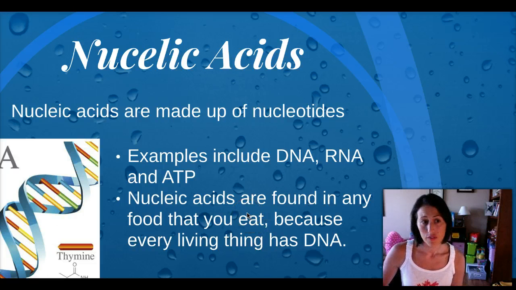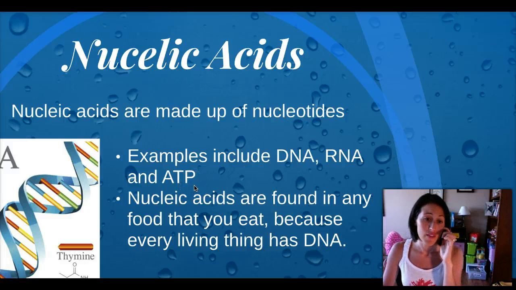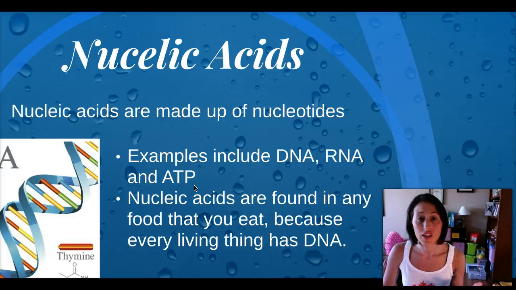ATP is another type of nucleic acid, and that is an energy shuttle. So we'll talk more about ATP when we talk about energy molecules and how your body goes through cell respiration and how plants use photosynthesis. ATP is that big, important energy shuttle that your body uses. Nucleic acids are found in any food that you eat because every living thing has DNA in it. So every time you eat something that was a living thing, you're getting nucleic acids in your diet. And hopefully everything you eat used to be a living thing.